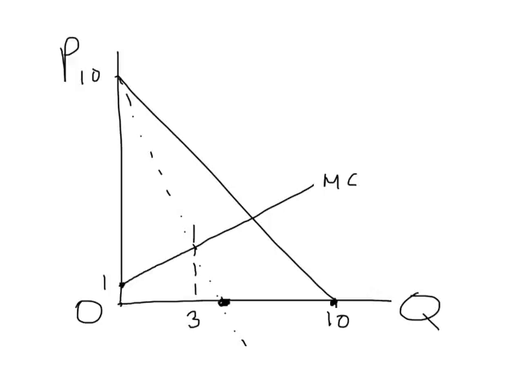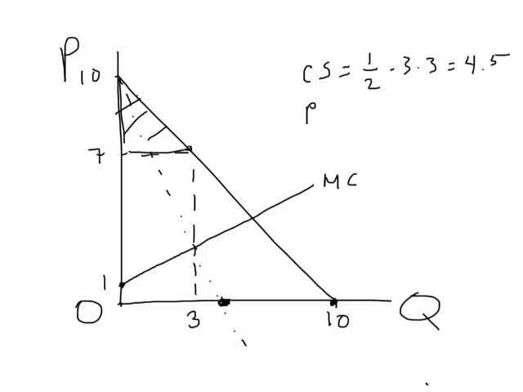Anyway, we solve this algebraically. We know that quantity is 3. We plug that into the demand curve. We know that price is 7. And we can actually do consumer surplus. That's this area below the demand curve above the price. That's a 3 by 3 triangle. 1/2 times 3 times 3 is 4.5.